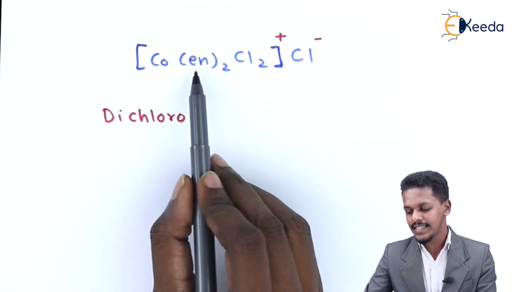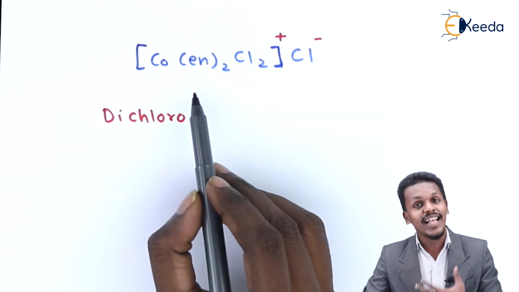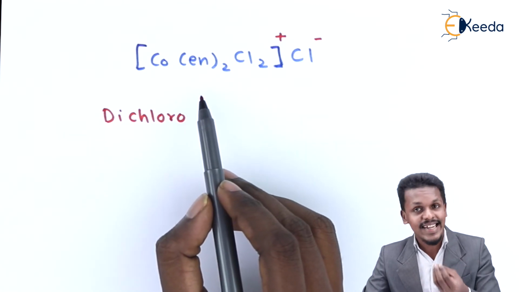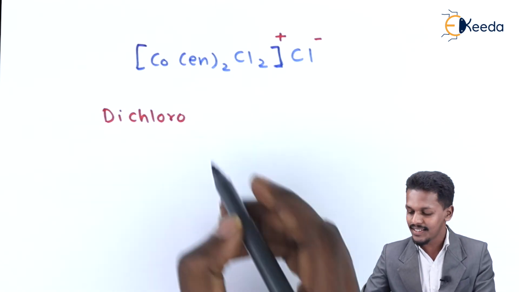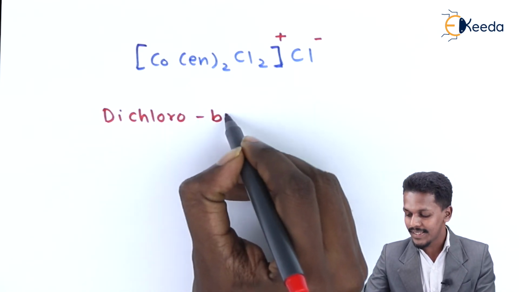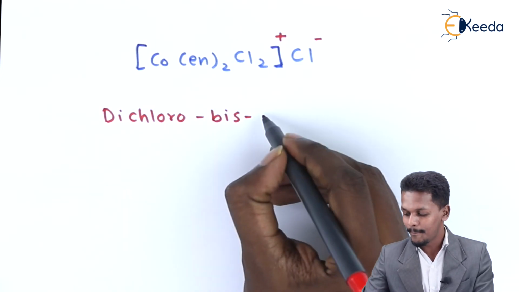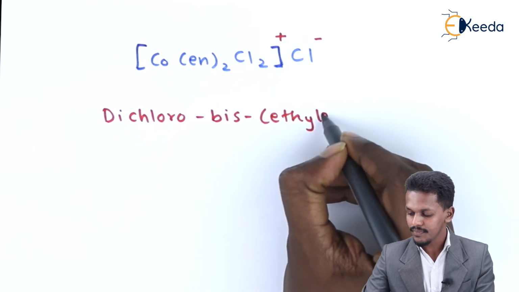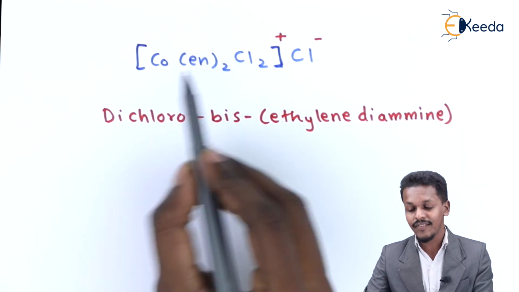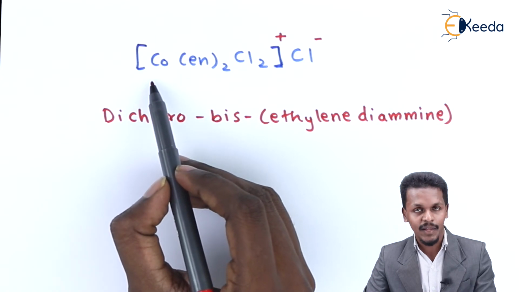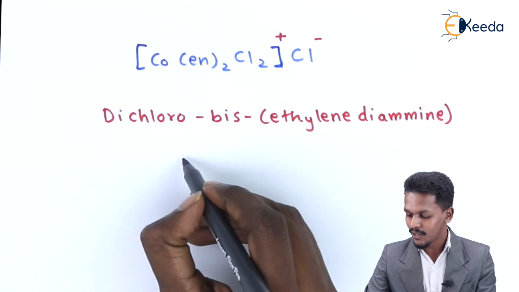After that we could find there is another ligand, ethylene diamine, but ethylene diamine already has the prefix di in it. So that's the reason we have to give the name as bis. It means 2. Bis ethylene diamine, and then I could give the name to the central metal atom or ion, which in this case is cobalt. So I will write it over here as cobalt.